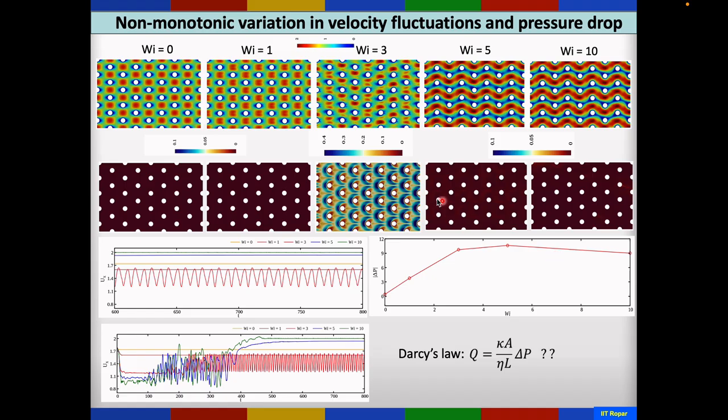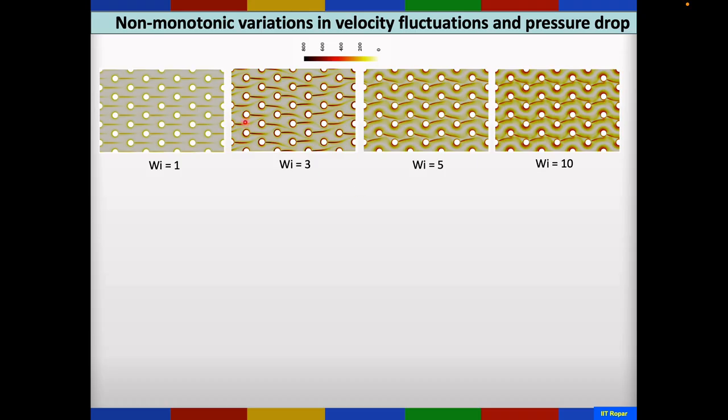But the question is why we have these non-monotonic variations in velocity fluctuations or pressure drop. In order to understand that, we have again calculated those birefringent strands inside this porous media. You can see that at Weissenberg number 1, these strands just start to develop. But at Weissenberg number 3, those strands are now fully developed and they also start to fluctuate because of the elastic instability, and because of this we have those chaotic fluctuations, which were at a maximum around Weissenberg number 3.